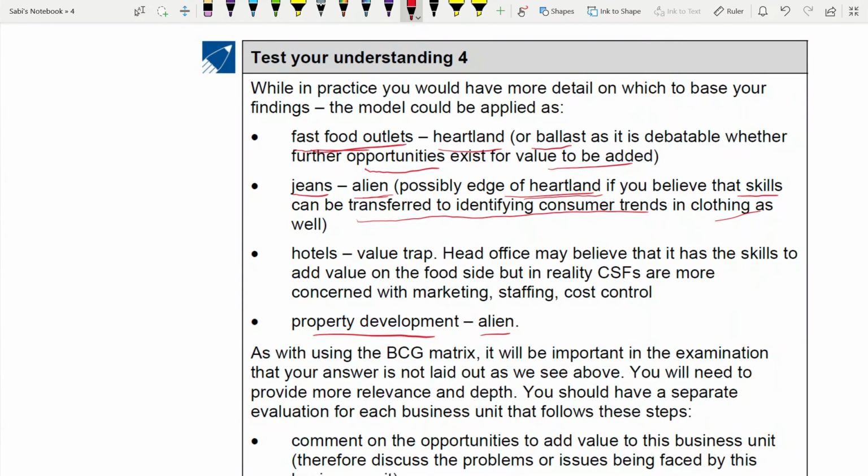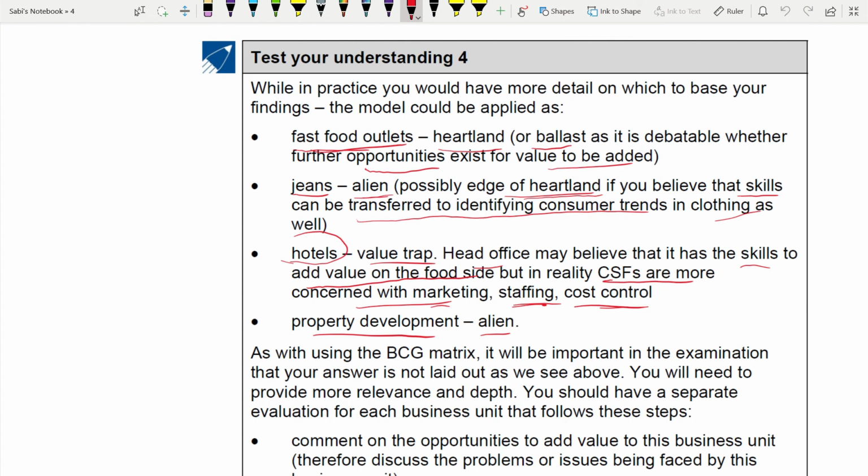Now let us go to the hotel. Hotel is a value trap. Why? Because head office may believe that it has more skills to add value on the food side. Correct? But in reality, the CSFs are more concerned with marketing, staffing, and cost control. Hotel has more than food. It needs staff, it needs marketing, it needs cost control. So your critical success factors are in these three areas. So it's not matching with each other. You have skills on the food side, but it's not matching with your CSFs. That's why it's a value trap.